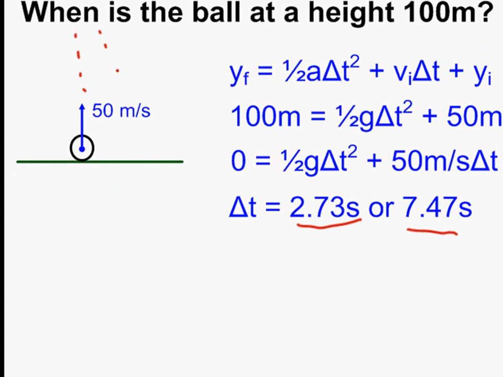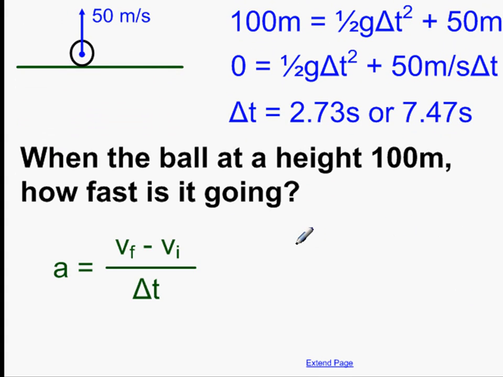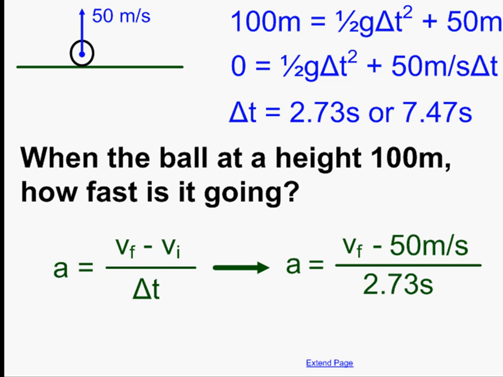Now another thing that we could look at for this particular problem is how fast the ball is going when it is at 100 meters. We could simply use the equation a equals final velocity minus initial velocity divided by time. That equation, if we were to substitute in the information, we'd have a, which would actually be g, equals final velocity minus initial velocity divided by the 2.73 seconds. What I'm looking for is how fast this is going when it reaches 100 meters for the very first time.